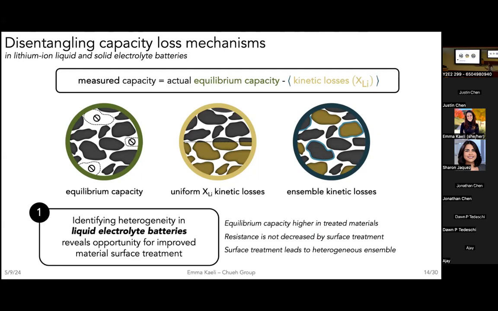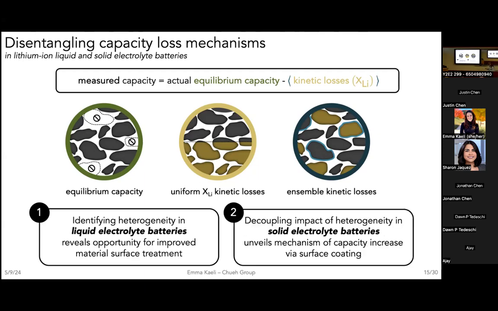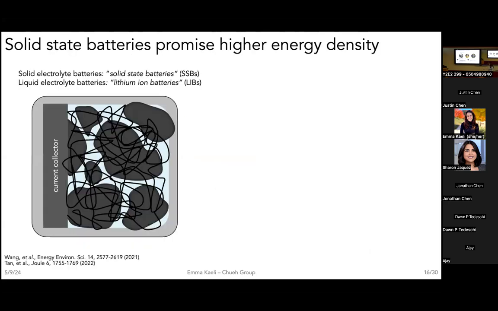So I want to continue with this kind of pattern and now apply it to the solid electrolyte field, based on our ability to use this process to maybe, even though it's slow, more efficiently identify ways to optimize some of our surface treatments. And so that's exactly what I'll do. I will decouple the impact of heterogeneity in solid electrolyte batteries to understand the mechanism of capacity increase via surface coating. So let's start with some definitions here. First, I just want to go over some nomenclature, which can be a little bit annoying.